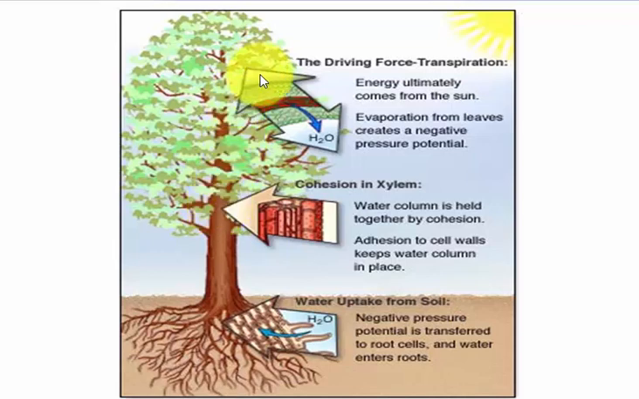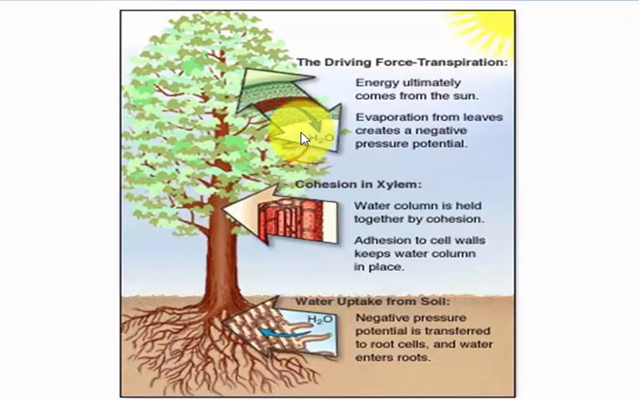Transpiration is the evaporation of water from the shoot system. It exerts tension on the water in the xylem vessels, pulling water from the roots to the leaves of the plant. This tension is called transpiration pull.